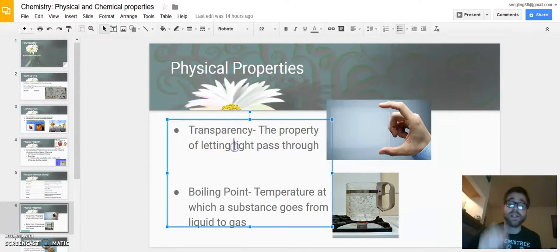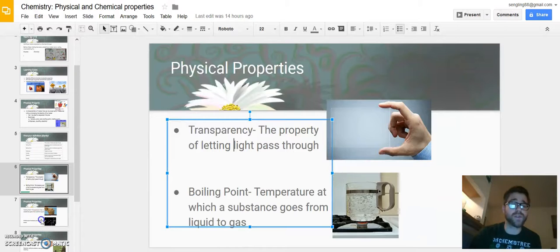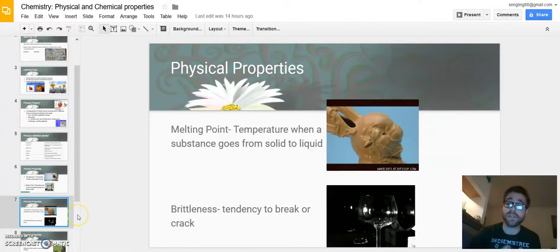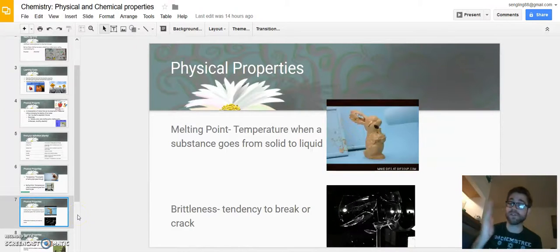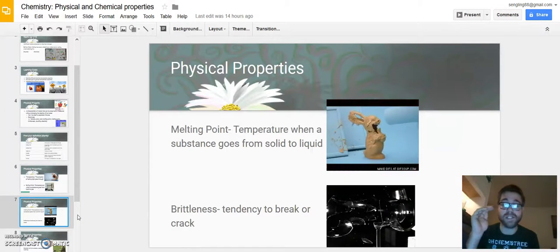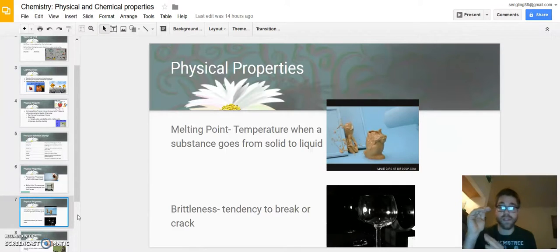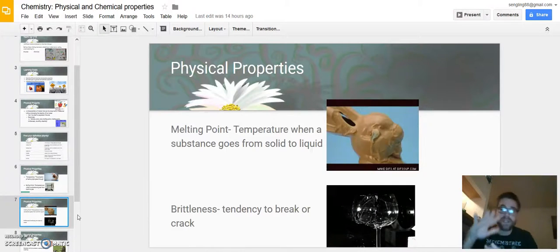Boiling point. This is the temperature when liquid becomes a gas. Every element has its own boiling point. Water has its own boiling point, 100 degrees Celsius. Another two physical properties are the melting point. Every element melts, goes from a solid to a liquid. When it becomes a certain temperature, it goes from being solid to being a liquid.